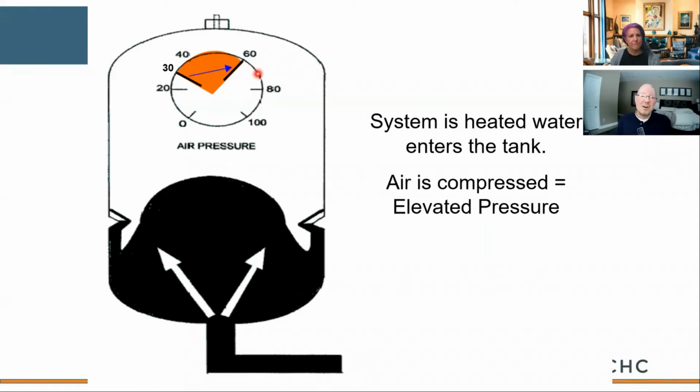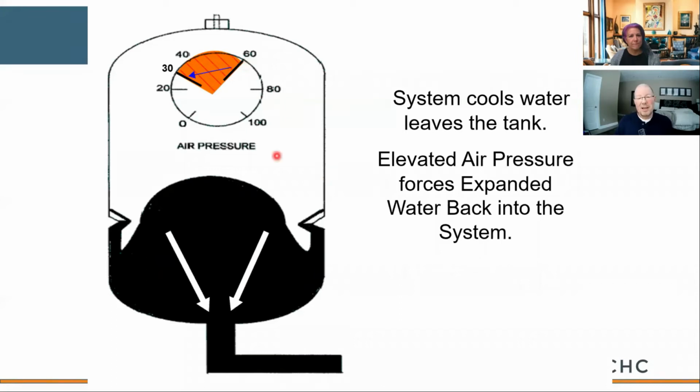Now, when we shut the boiler off, that 60 pounds of air pressure is pushing back on that water, and it's forcing it all back out into the system. So we don't have to open our fill valve. So again, it just keeps our closed-loop system closed.